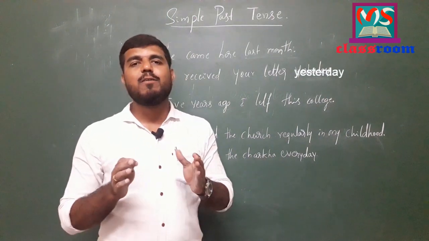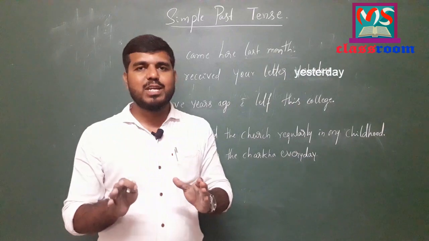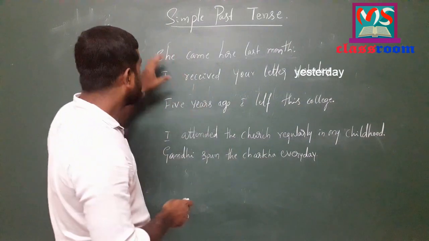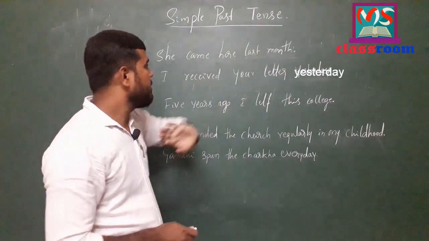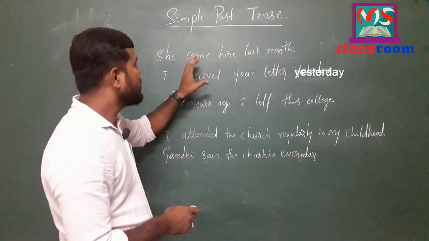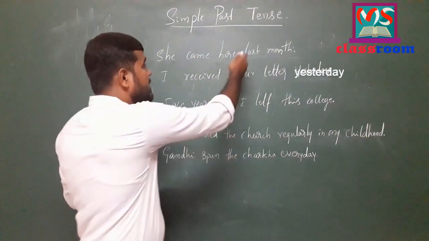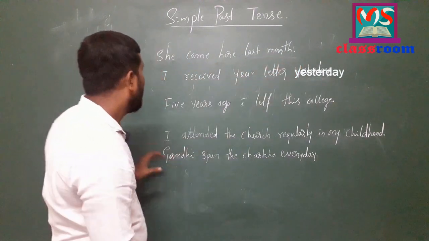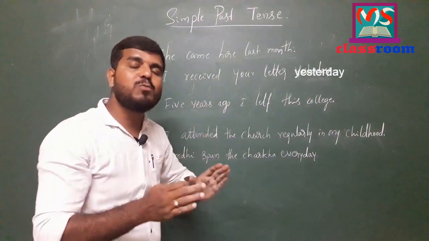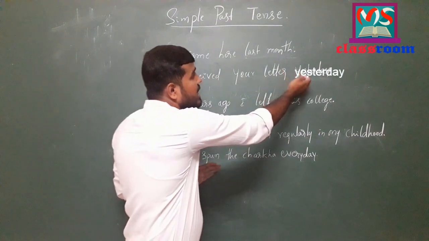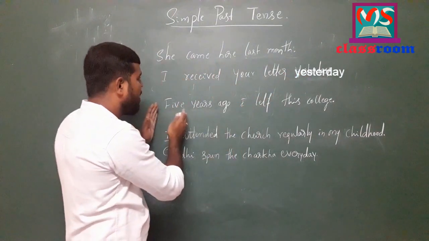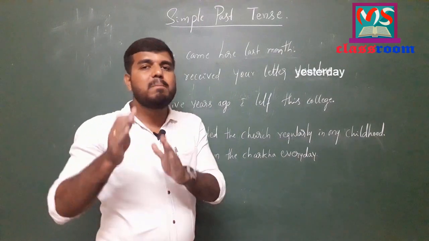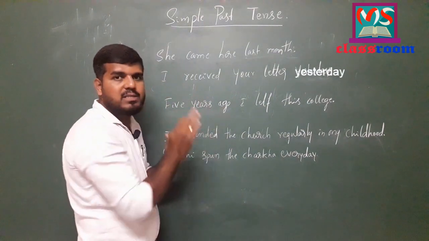We use simple past tense in our regular conversation to describe an action which was completed in past time. To know that, look at the examples here. Check the first example. She came here last month, and here it describes the action which was completed in past time, that is in last month. Take the next example. I received your letter yesterday, and here this sentence describes the action which was completed in past time, that is yesterday. And take the next example. 5 years ago I left this college. This sentence describes the action which was completed in past time, that is 5 years ago.